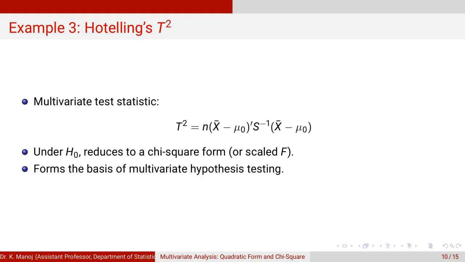Moving to multivariate tests, Hotelling's T-square statistic is also a quadratic form. Under the null hypothesis, it reduces to the chi-square distribution, or equivalently a scaled F distribution. This connects quadratic forms directly to multivariate hypothesis testing.